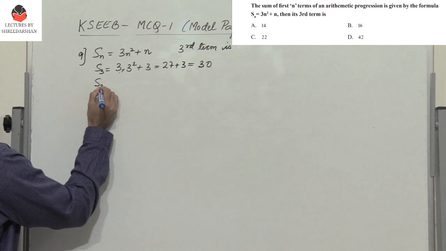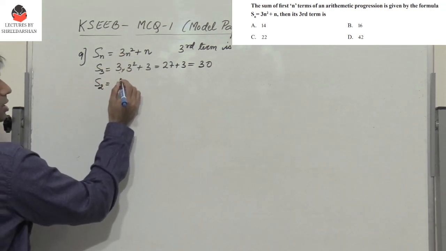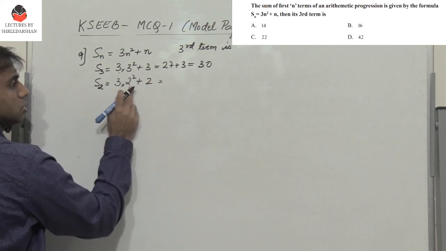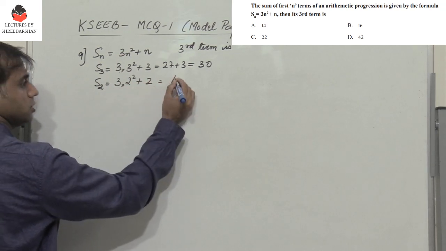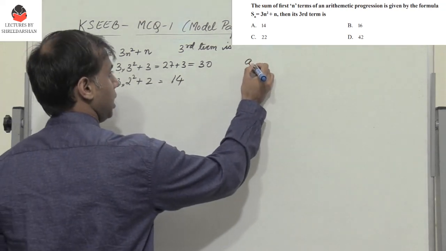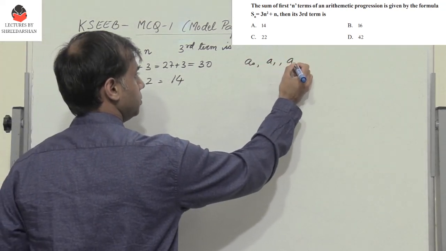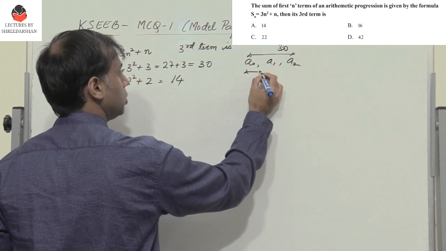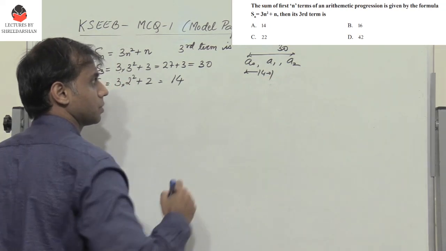Now the sum to 2 terms, wherever n is there, I put 2. 3 into 2 square plus 2. So 4 into 3 is 12. 12 plus 2 is 14. So I have 3 terms. Let it be a0, a1, a2. The sum to 3 terms is 30. The sum to 2 terms is 14.